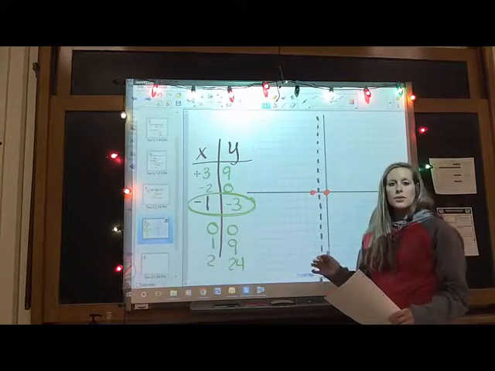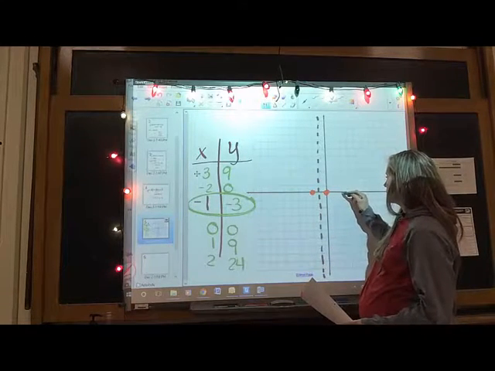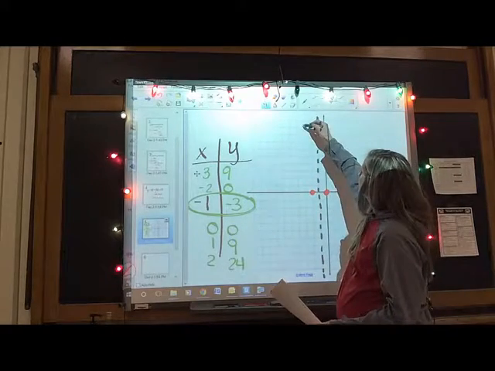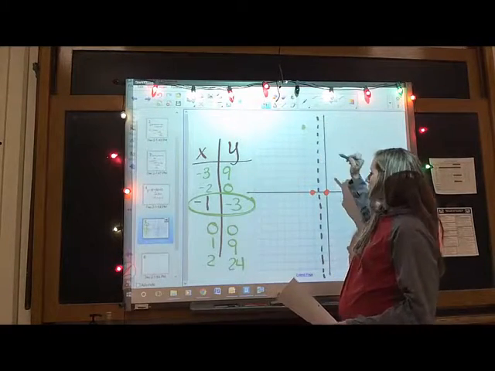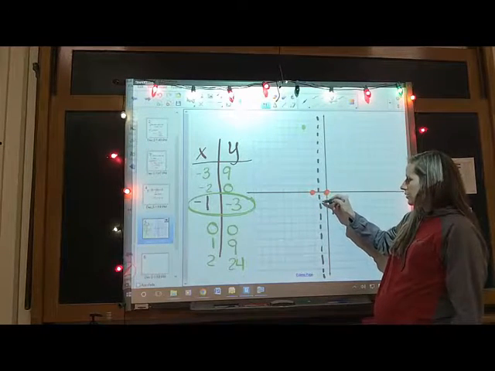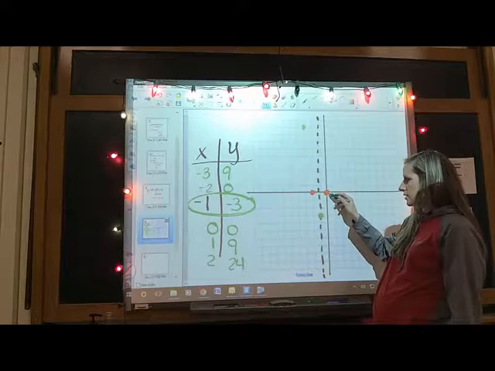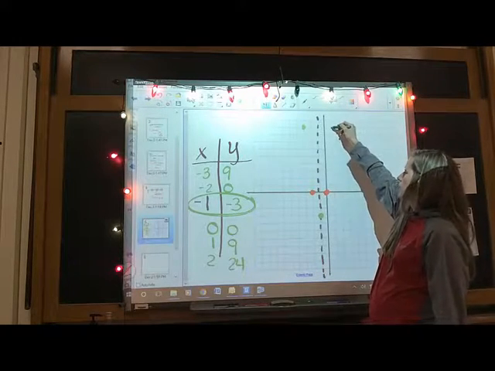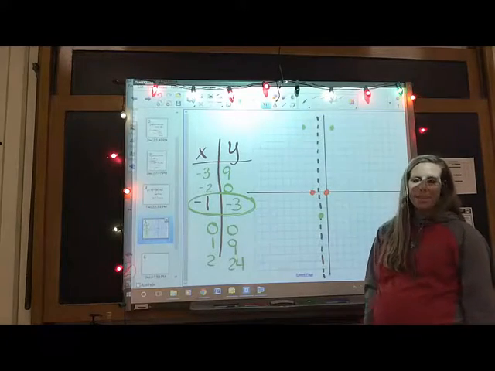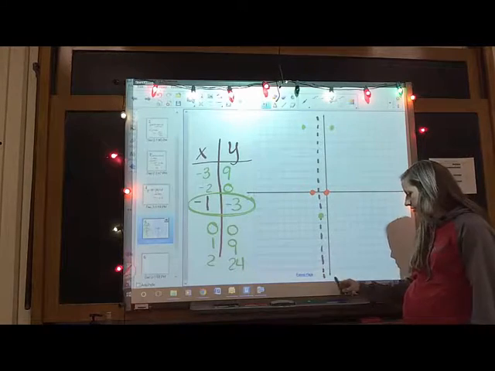Okay, once you have those, you can plot those points. So we have -3, 9. -2, 0, we already have. -1, -3. 0, 0, we already have. And 1, 9. Okay, do not draw your line yet. Okay, everybody messes that up.